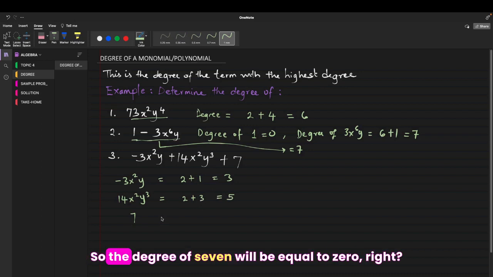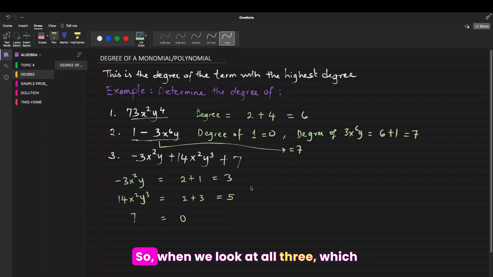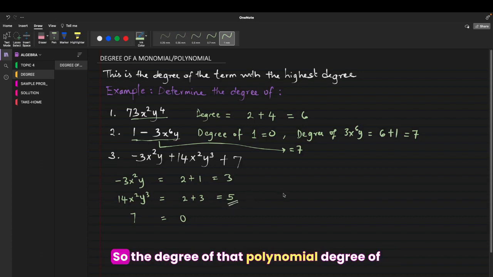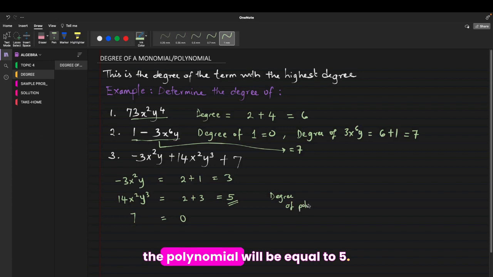So the degree of 7 will be equal to 0, right? So when we look at all three, which one of them has the highest? Definitely 14x squared y cubed has the highest. So the degree of that polynomial will be equal to 5.